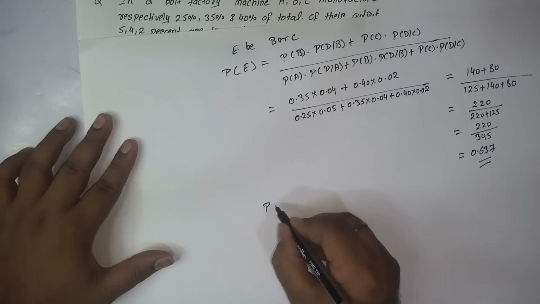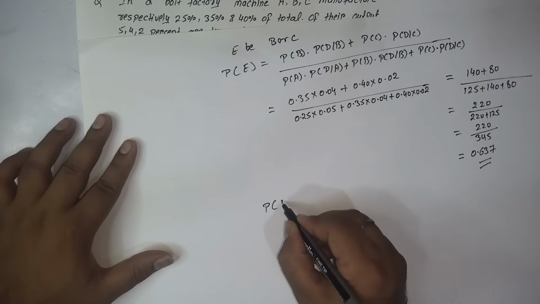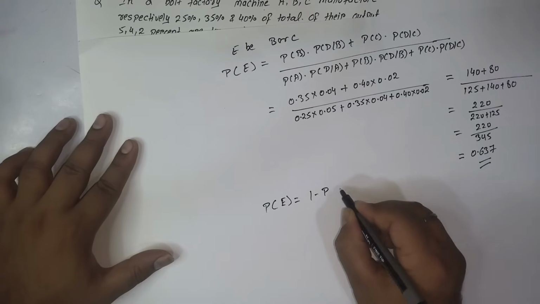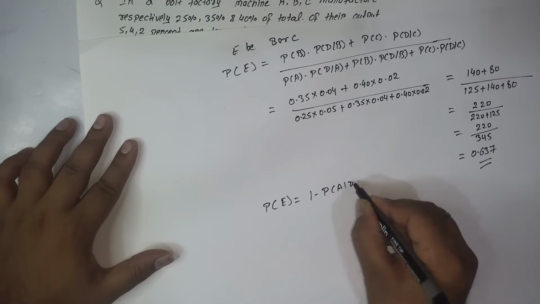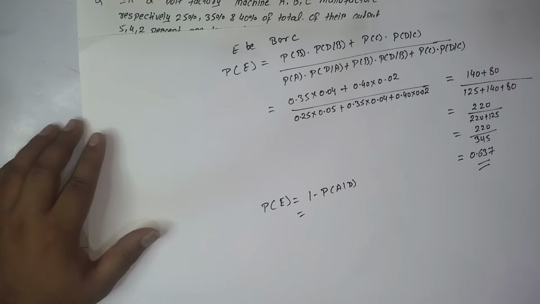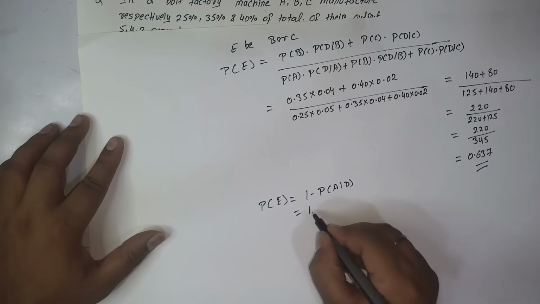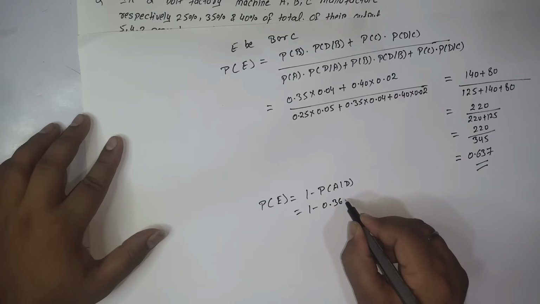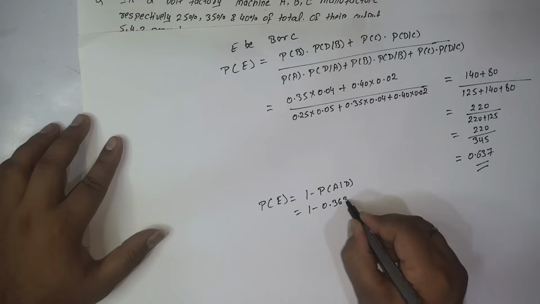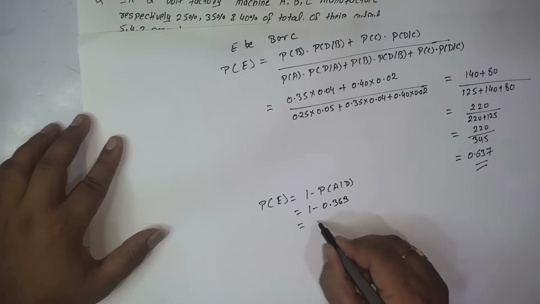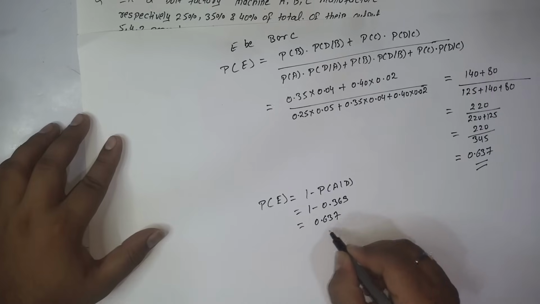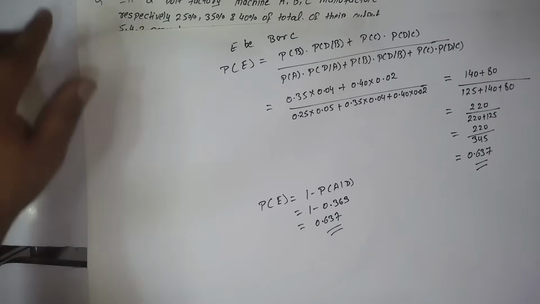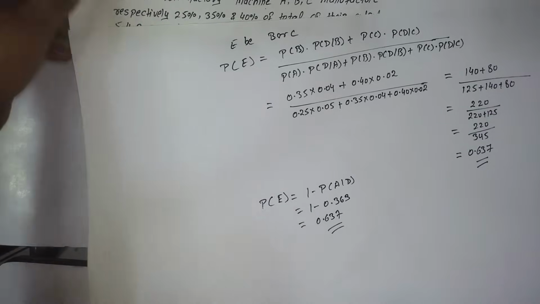subtracting probability of E, simply by subtracting probability of A under D, which we have calculated previously, 1 minus 0.363. So it will be 0.637. So in both the ways we can calculate. Now let's try to move to the next problem.